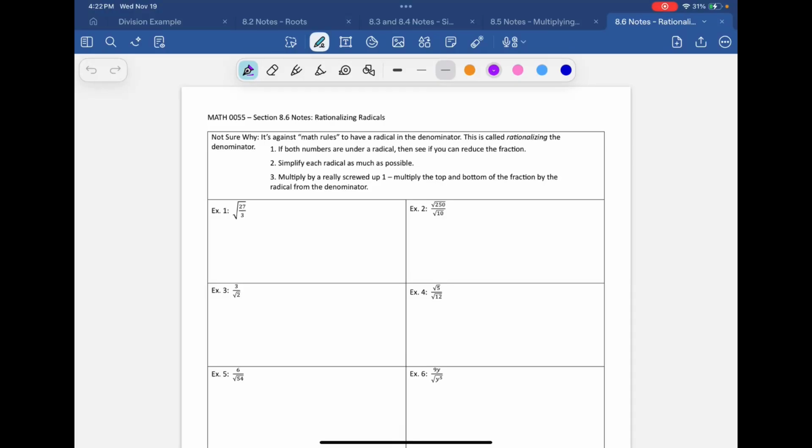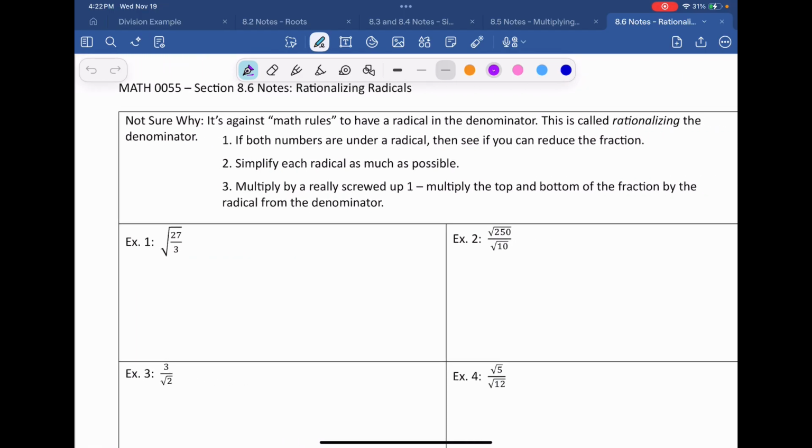Okay, so in this lesson, we are rationalizing a radical. All right, you can see it written down there. I'm not sure why, but it is against math rules to have a radical in the denominator. To get it out, this is called rationalizing it. Okay, so if both numbers are under a radical, you want to see if you can reduce the fraction first.